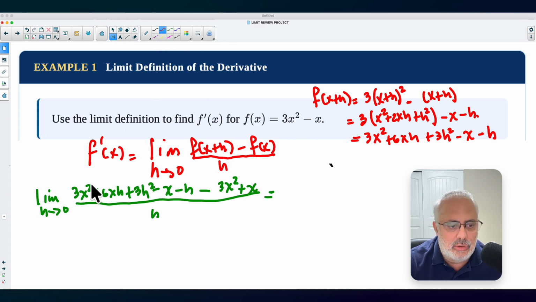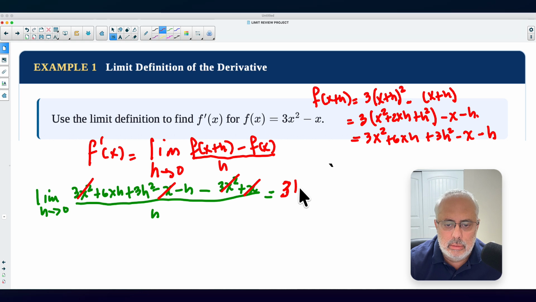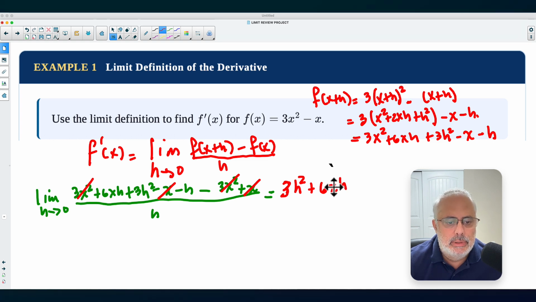So I'm going to keep it on this side here, and we are ready to start canceling. 3x squared cancels with minus 3x squared. And let's see, minus x with plus x. So what is left here is, let me do it in order, it's beautiful, 3h squared plus 6xh minus h right here. All of that divided by h.